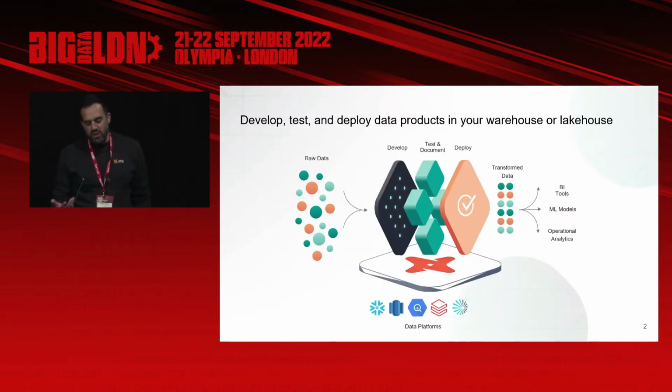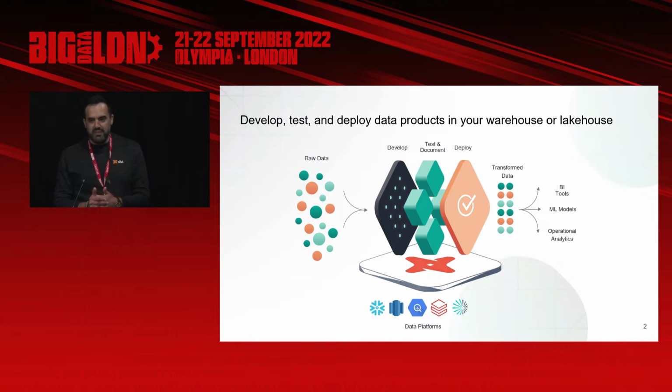So those that don't know what DBT is, a reminder, we are a way to develop transformations inside of your warehouse. So we, through simple SQL, allow you to build up, develop, test, and deploy data products in your warehouse. So on the left-hand side, there's raw data. We start when your raw data is loaded into at least a storage bucket or in your warehouse. And then we give you a place to make changes, test and document them, and finally deploy them as data sets that can be used for BI tools or ML models.